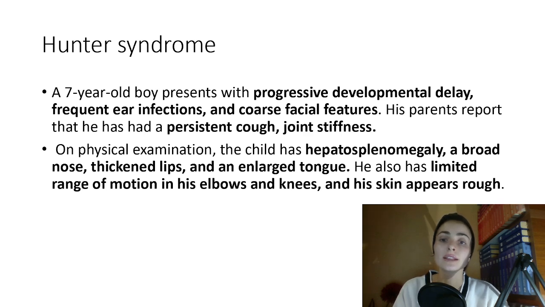And the last one is Hunter syndrome. A 7-year-old boy presents with progressive developmental delay, frequent ear infections, and coarse facial features. His parents report that he has had a persistent cough and joint stiffness. On physical examination, the child has hepatosplenomegaly, broad nose, thickened lips, and enlarged tongue, which is coarse facial features. He also has limited range of motion in his elbows and knees, and his skin appears rough.